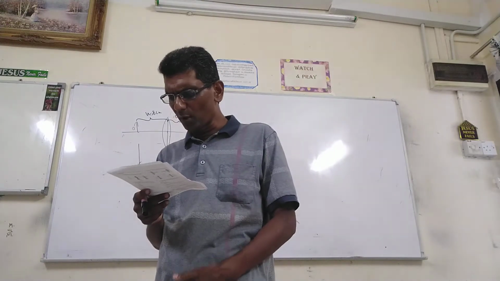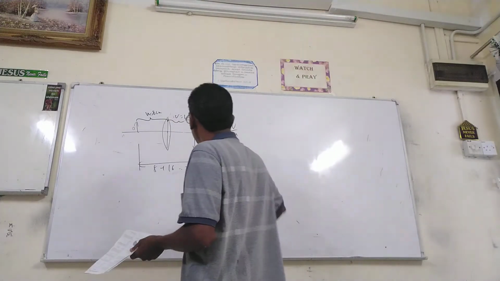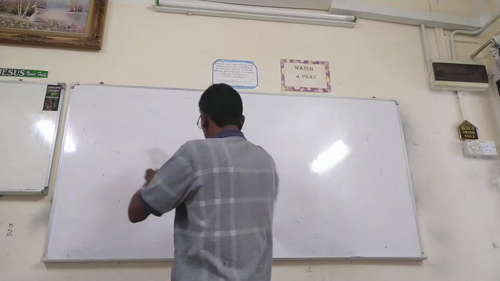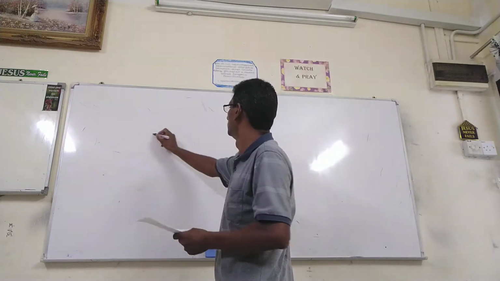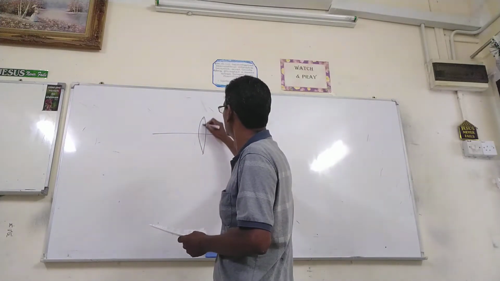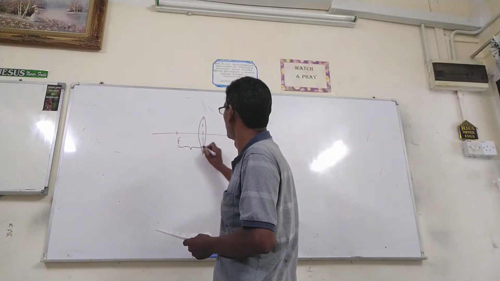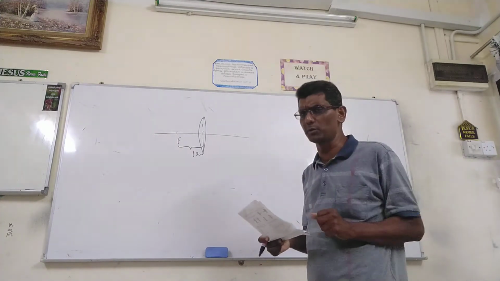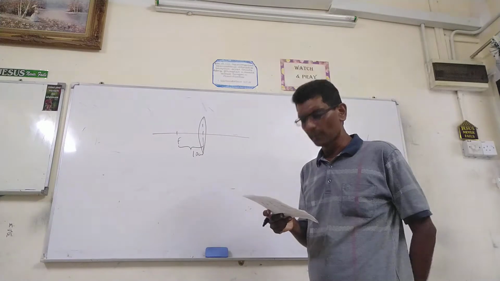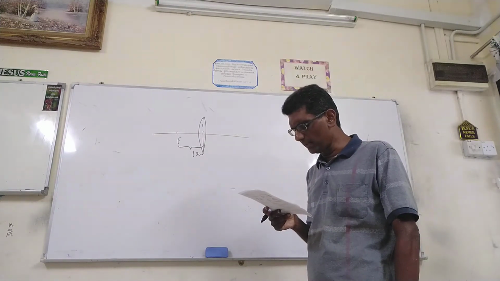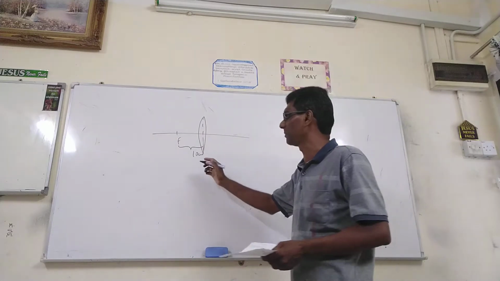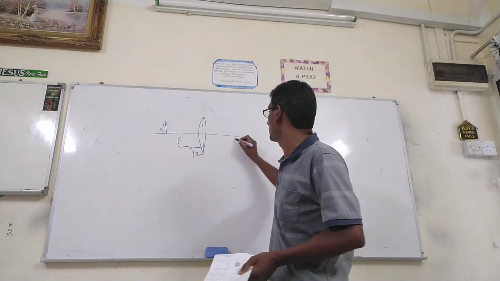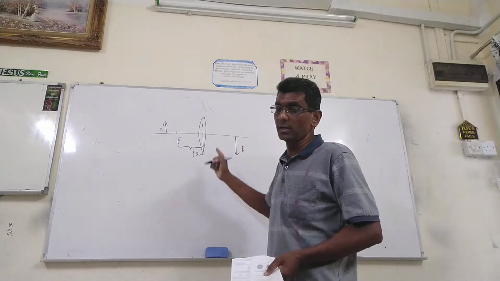Question 10. The focal length of the convex lens is 10 cm. This question you must do in 3 or 4 steps. Focal length is 10 cm, and an inverted image is formed. For an inverted image, the object must be more than the focal length, because an inverted image must be on the other side of the lens.